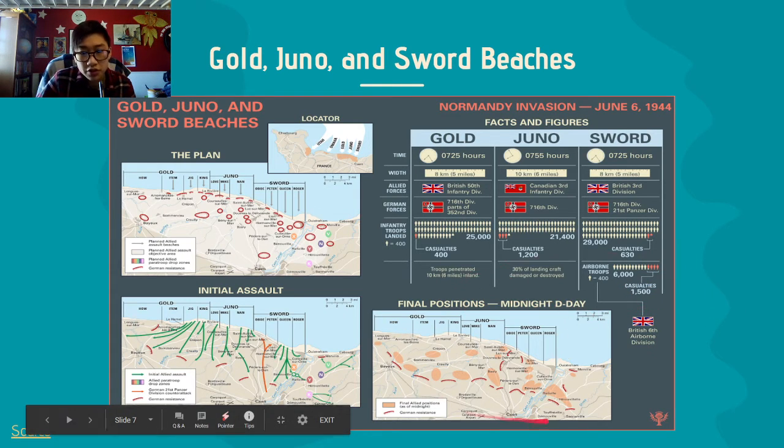Here are the final positions for midday. We have the Gold, Juno, and Sword beaches. We have the German resistance in the red, and the final Allied positions in orange.